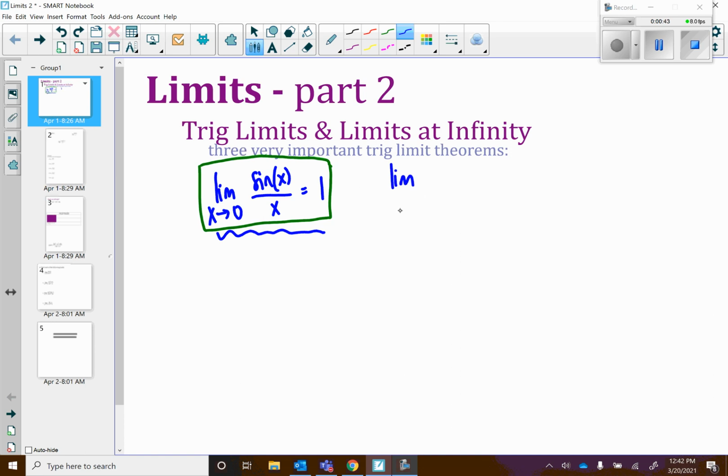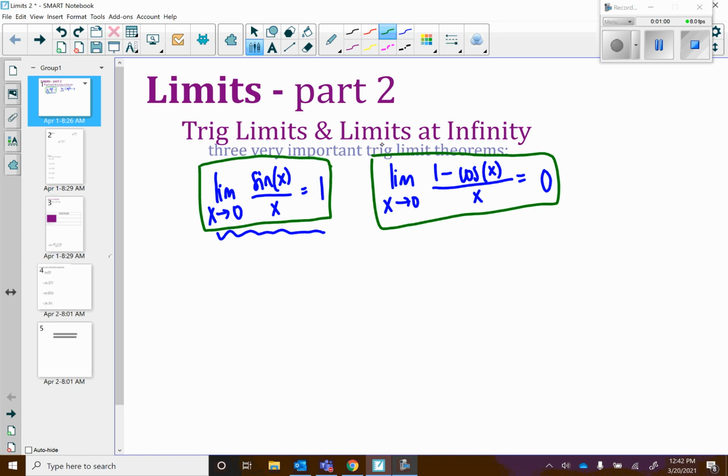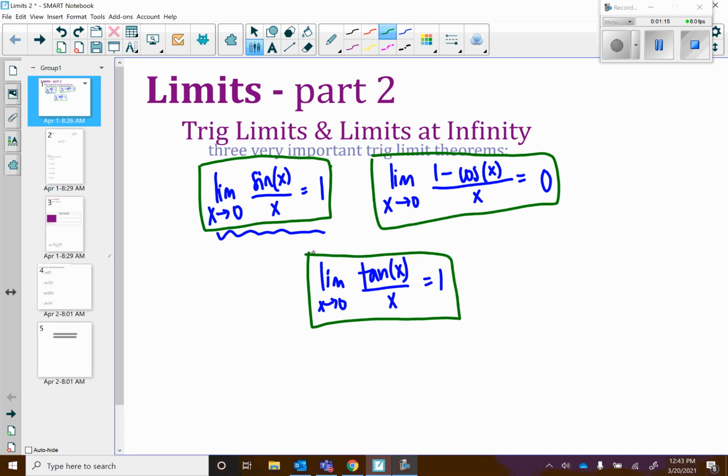Another is the limit as x approaches 0 of 1 minus cosine of x all over x. And this one, again, if we were to plug in 0, we'd get 0 over 0, which is a problem. But this limit goes to 0. And then last but not least, we have one with tangent. The limit as x approaches 0 of tangent of x all over x is equal to 1. These three would be three limits that you should pretty much just know and memorize.